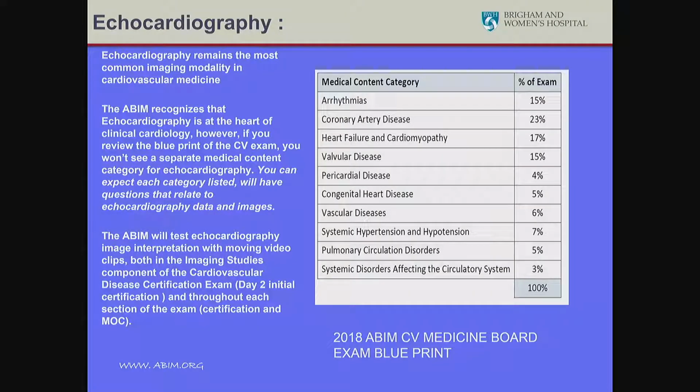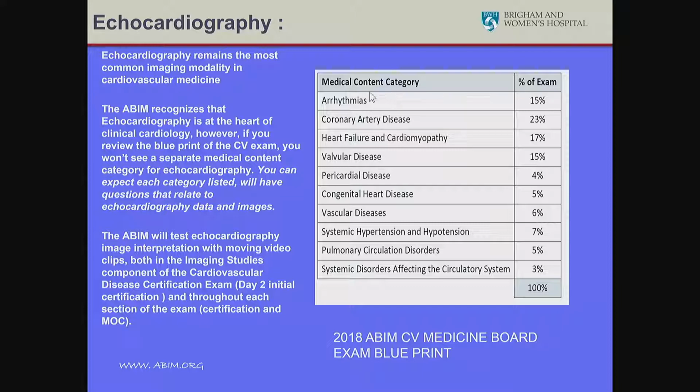Echocardiography remains the most common imaging modality in cardiovascular medicine. Now, the ABIM recognizes that echocardiography is at the heart of clinical cardiology. However, if you review the blueprint of the cardiovascular exam, you won't see a separate medical content category for echocardiography. However, you can expect each category listed will have questions that relate to echocardiography data in images.